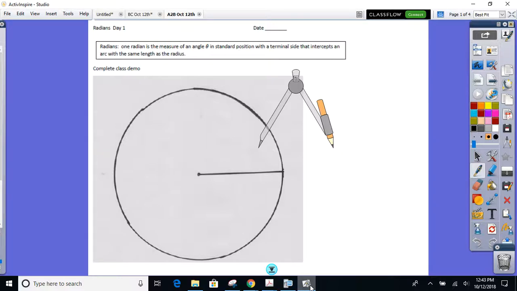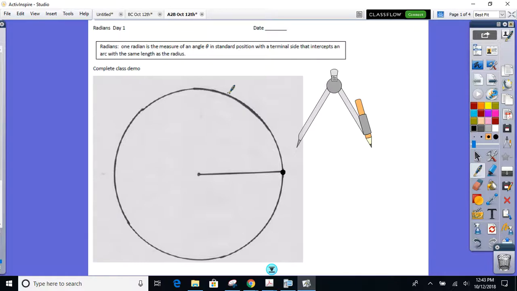All right, here's what I need you to do right now. I need you to place one end of the string on the end of the radius that I drew in for you. And what I'd like you to do is stretch that string along the arc right now and mark where it ends. That's why I'm going to demonstrate it. So I'd like you to put it at the end of the radius right here. Stretch it along the arc and make a mark where it ends for me right now.